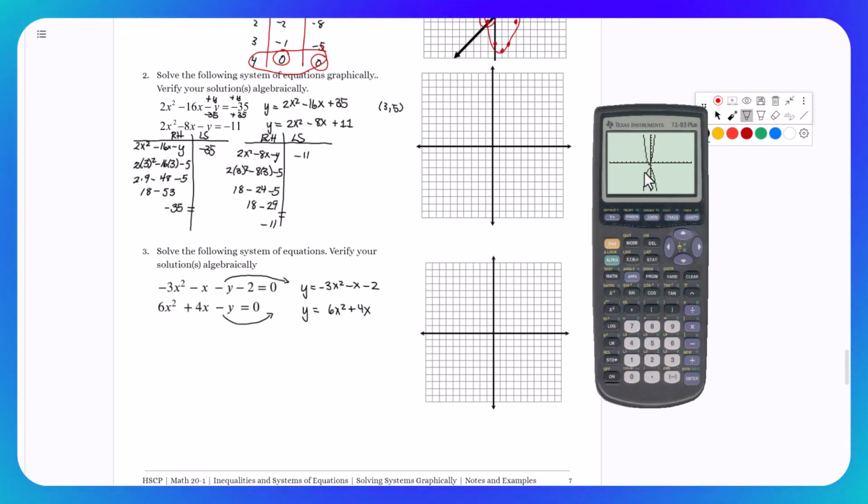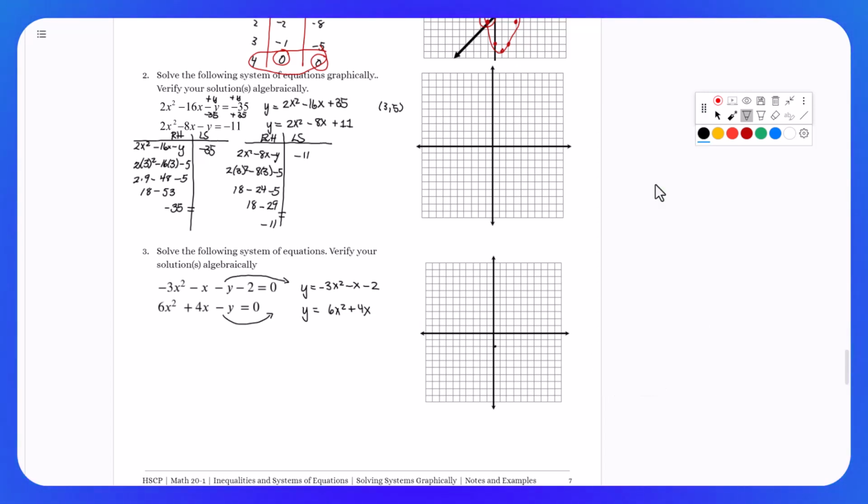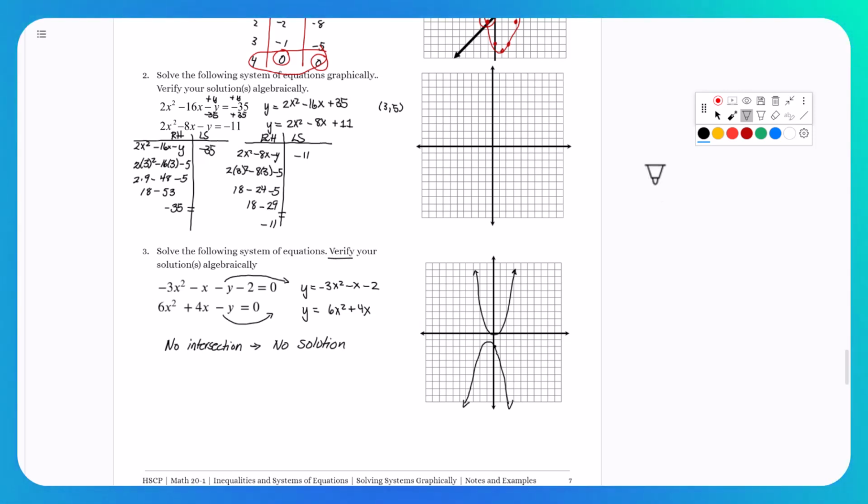Notice here, this graph kind of looks something like this. But this graph looks like that. Oh, what do we notice? We notice here there is no intersection. And when there's no intersection, that means there is no solution. And because there's no solution, there's nothing to verify.